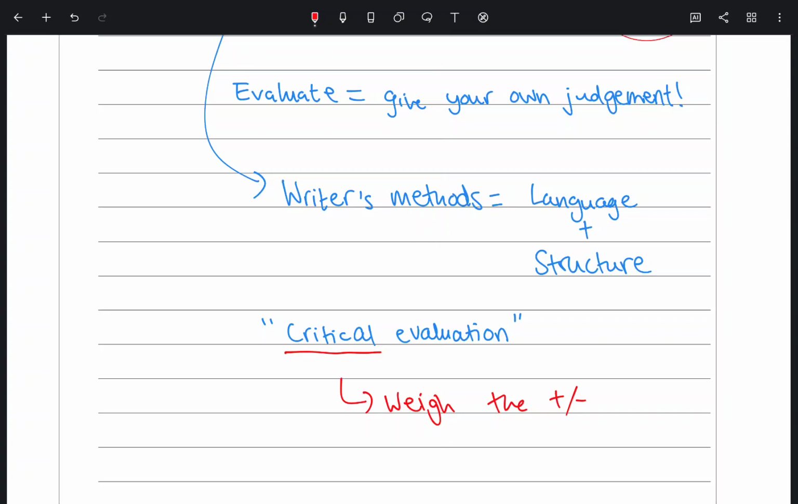Now, once you raise the counter argument, you have to counter that. This is what we mean by counter the counter. So give the reasons to why some people may disagree, but counter that by saying why you believe that point of view is invalid. And that will help you show critical evaluation.